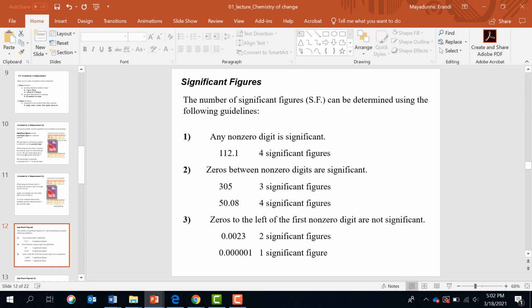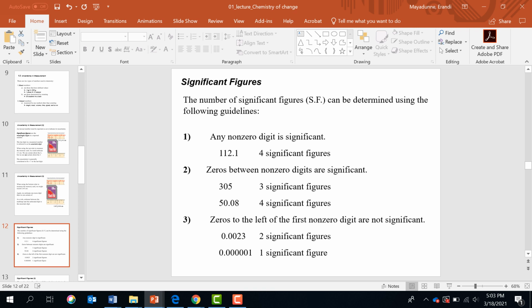And then I'm going to the significant figures, very important. Mainly I made this video to explain the significant figures, significant numbers. There are certain rules we can use to assign significant numbers. The rules are: any non-zero digit in a number is significant. Example, 112.1 has four sig figs. Zeros between non-zero digits are significant. 305, this is zero, right? But it's significant because it's between non-zero digits.